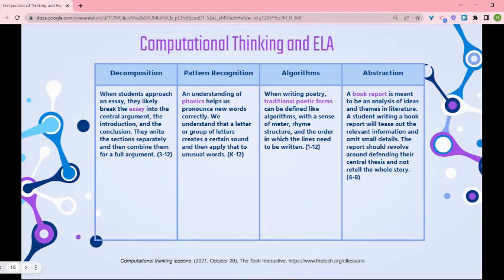And then there's the abstraction piece. We could talk about a book report or some sort of conversation around books if you're doing lit circles or anything around analyzing literature. You don't want them to regurgitate a play-by-play of what's happening. What you want them to do is be able to pull out the most relevant information and be able to analyze that. And so they're really abstracting the details from the book to make an analysis of the literature.